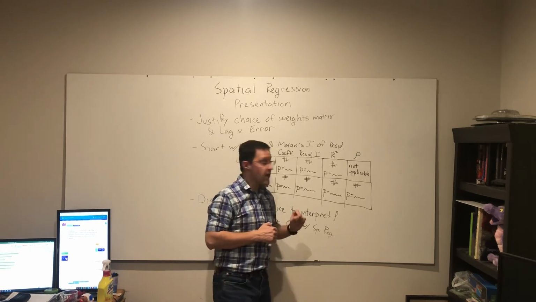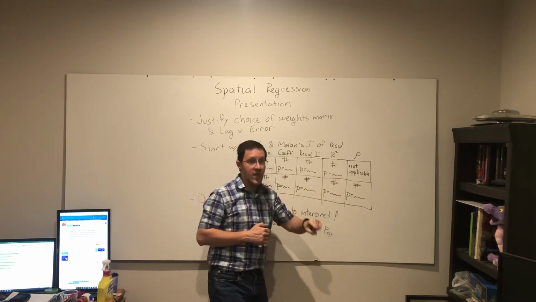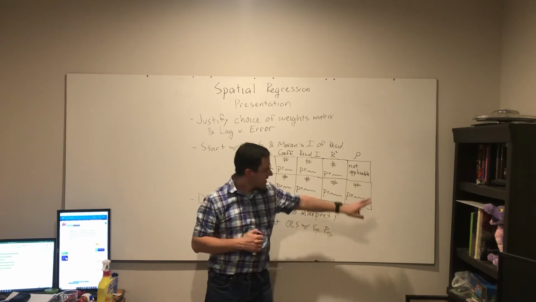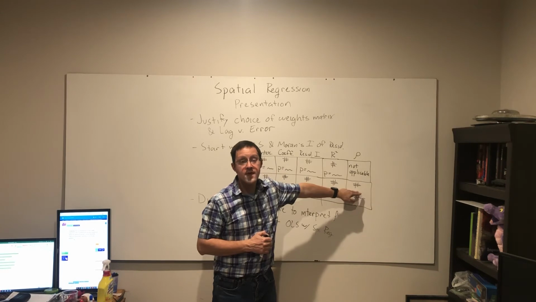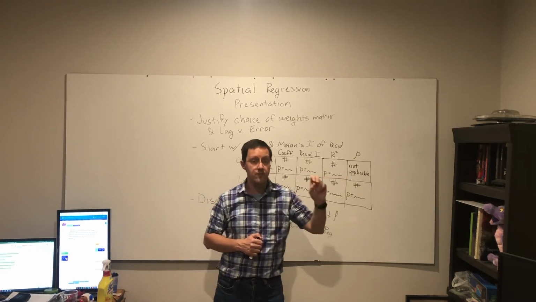And the r-squared value goes up a lot. If the r-squared value goes up from the ordinary to the spatial, then we can say with confidence that, yes, adding this spatial term made a difference. It made our predictions better. It made our regression model better.